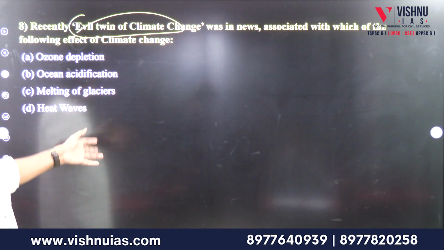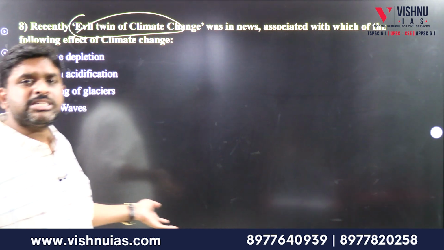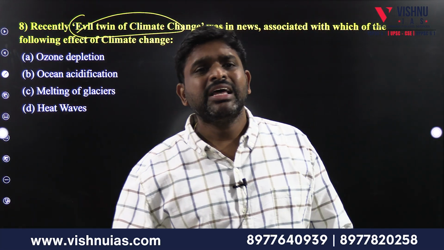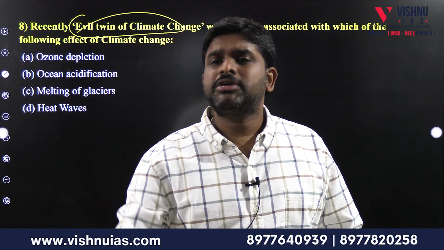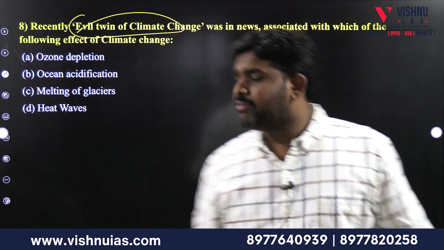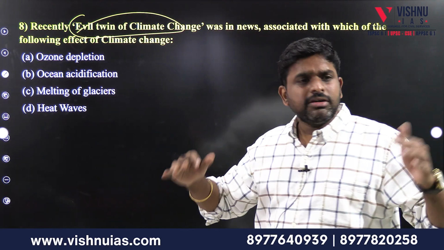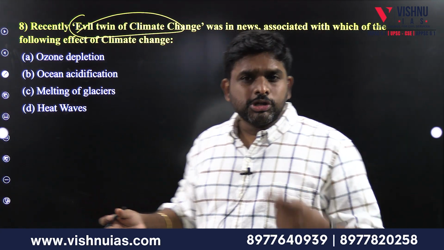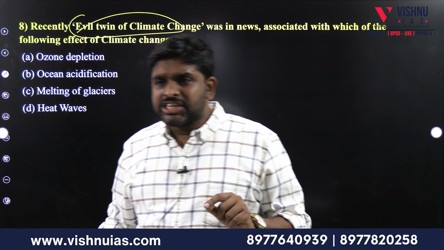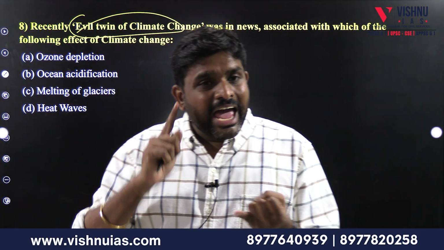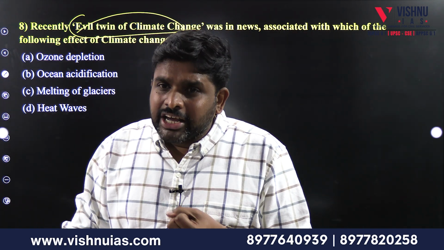Whereas melting of glaciers will take place. Because of melting of glaciers, what will happen? The sea level will increase. Because of the increase in sea levels, islands will be submerged under the sea. That is also one evil. Whereas heat waves will result in sunstrokes. So that is also one evil. But ocean acidification will impact aquatic flora and aquatic fauna.